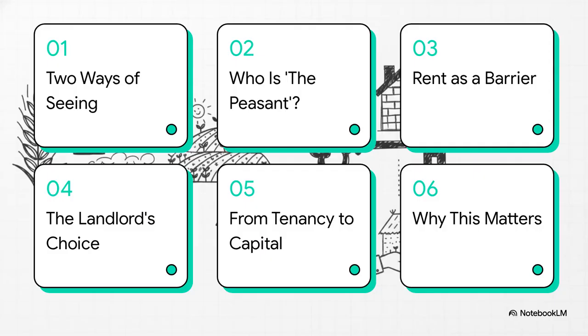So, here's our game plan. We're going to unpack these two competing visions. We'll start with how they define the farmer in the first place, then look at the role rent plays and the big choices a landlord has to make. After that, we'll see how a huge technological shift turned the whole system on its head, and finally, we'll explore why this isn't just some dusty academic debate, it has massive real-world consequences.